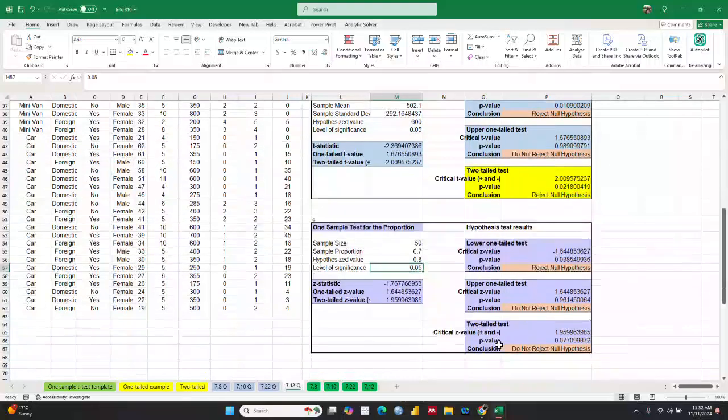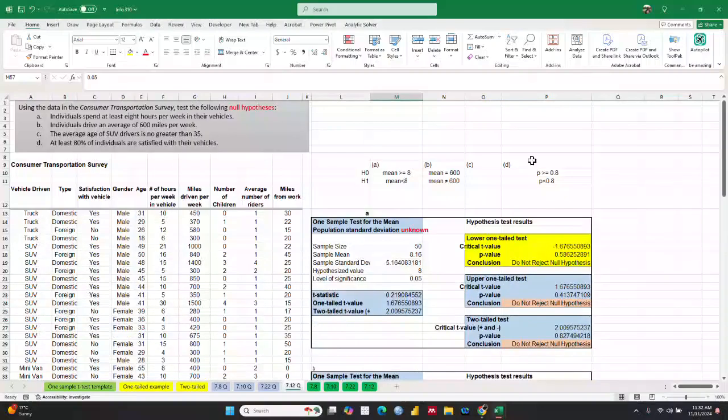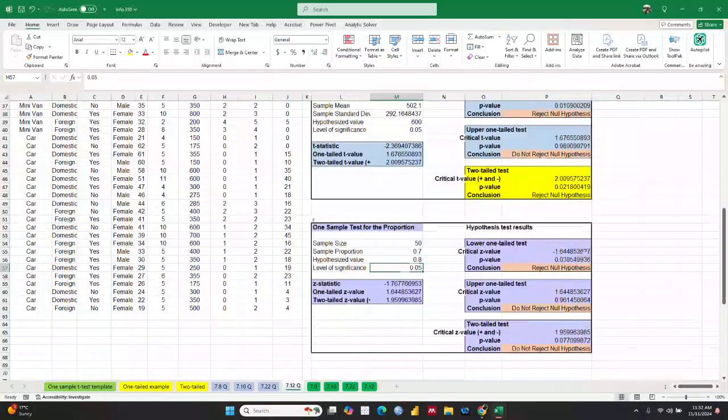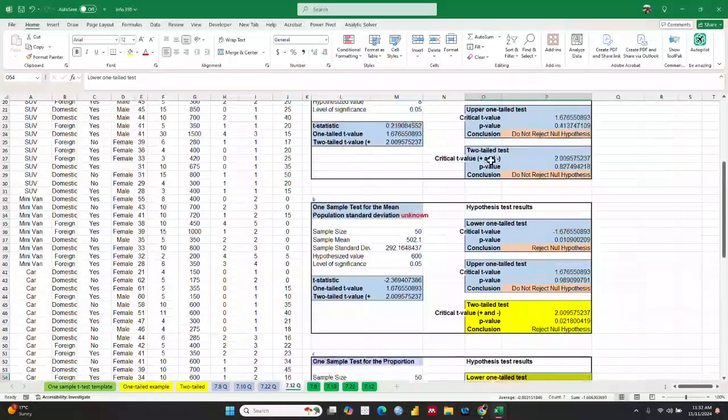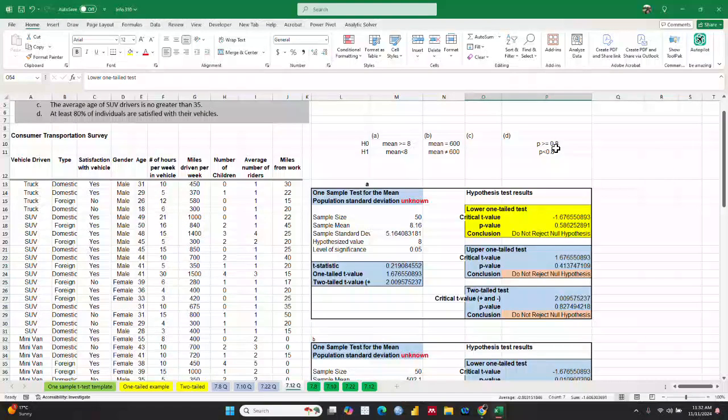So which part of our template is useful for this example? Let's look at our hypothesis. The alternative hypothesis is less than. It means that it is a lower tail test. So we go and interpret this part. It is saying to reject the null hypothesis, meaning that we are rejecting that 80% or more are satisfied. So we go with the alternative. We have enough evidence to say that less than 80% are satisfied.